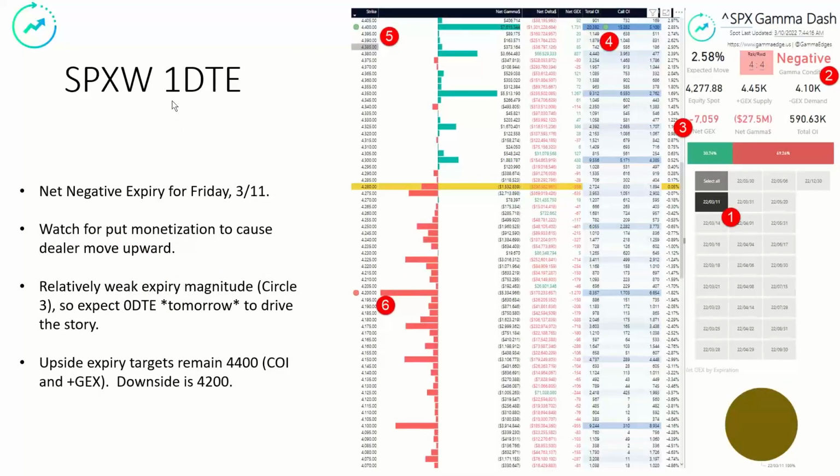When we take a look at the 1 DTE, you can see that the indications here, we are only showing one tile here at circle 1, which shows you this is a single DTE expiry. So when you look at these PVI charts, when we post them, make sure you take a look here and see what is turned on.